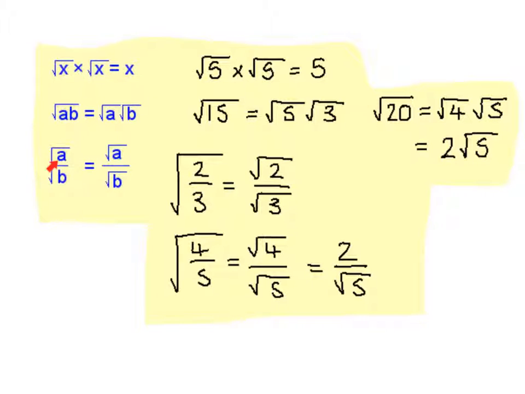Then root a over b can be rewritten as root a divided by root b. So this is another one of our surd rules. So for example, the square root of 2 over 3 is the exact same thing as the square root of 2 divided by the square root of 3. And another example, the square root of 4 over 5 can be rewritten as the square root of 4 divided by the square root of 5. And since 4 is a square number, the square root of 4 is 2, so we actually get 2 over root 5. So again, try and look for square numbers if possible.